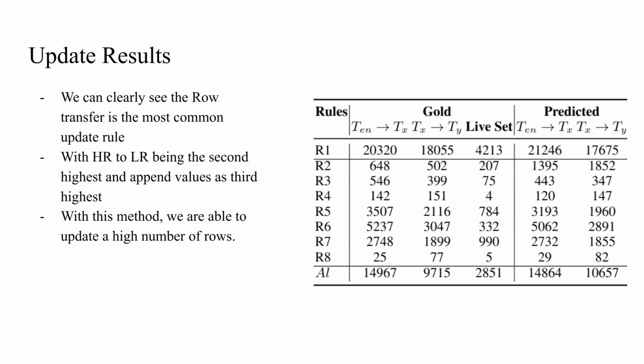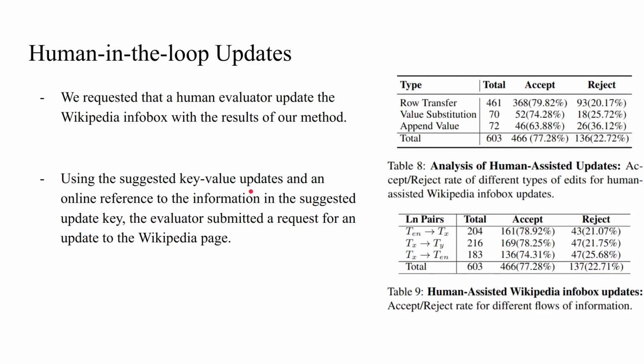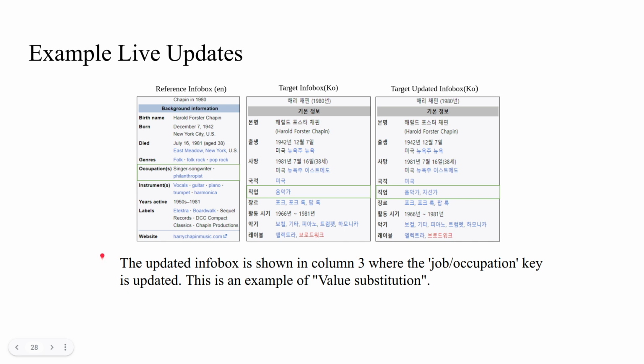We see that the row transfer is the most common update, showing that a lot of tables actually often contain missing information. With just the rule-based method, we are actually able to update a high number of rows. We took this a step ahead and tested our method on Wikipedia Live using the human in the loop updates, where a human evaluator would update Wikipedia Infoboxes using the results of our method. We are able to achieve a high acceptance rate even after several months of the edits, further showcasing our method's effectiveness. Now, let's take a look at an example live update that is actually present live right now on Wikipedia.